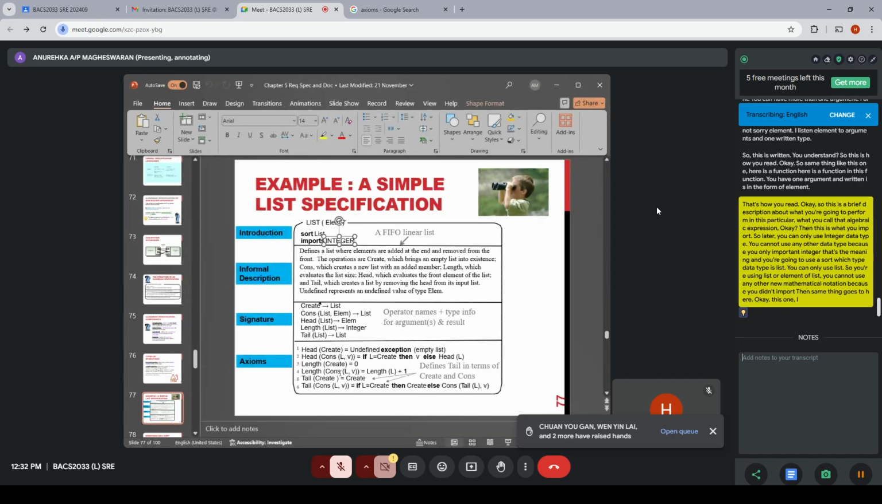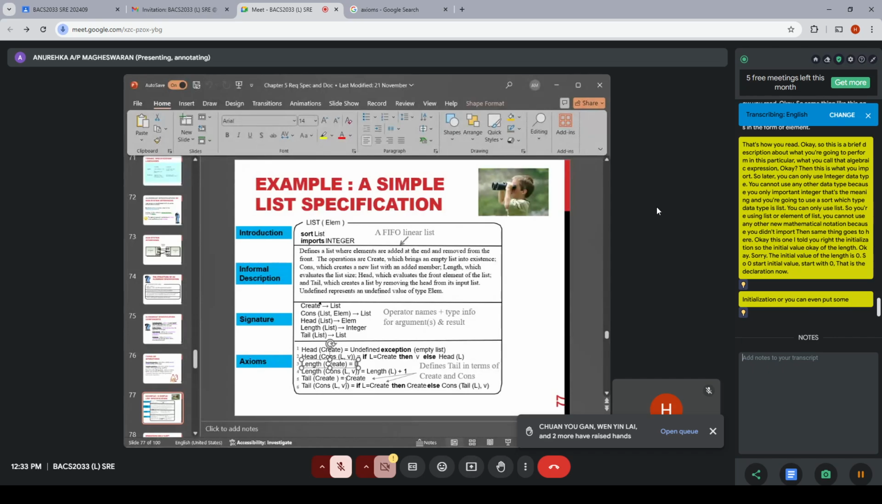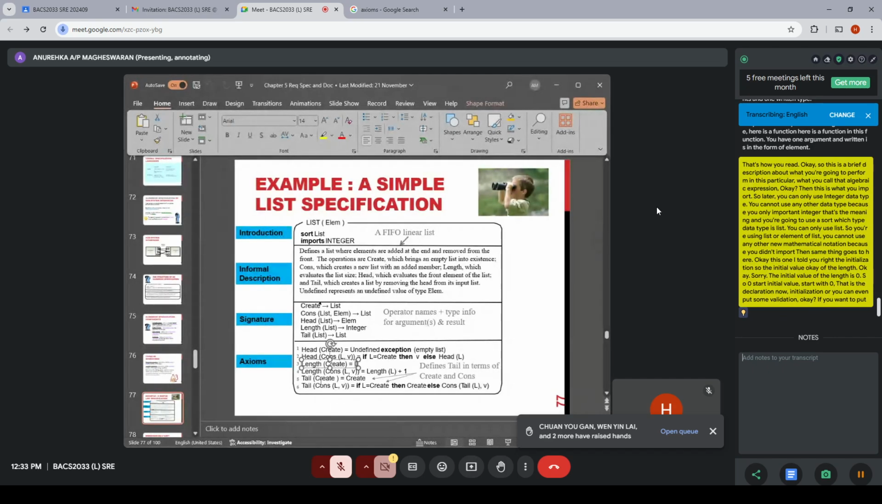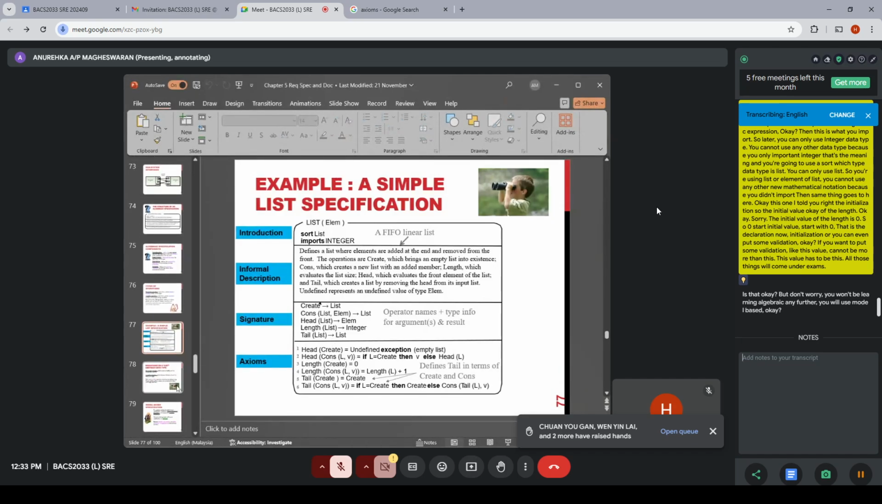Then the same thing goes here. This one I told you, right? The initialization: the initial value of the length is 0. So the initial value starts with 0. That is the declaration and initialization, or you can even put some validation. If you want to put some validation, like this value cannot be more than that value, all those things come under axioms. But don't worry, you won't be learning algebraic any further. You will use model base. They look almost the same.